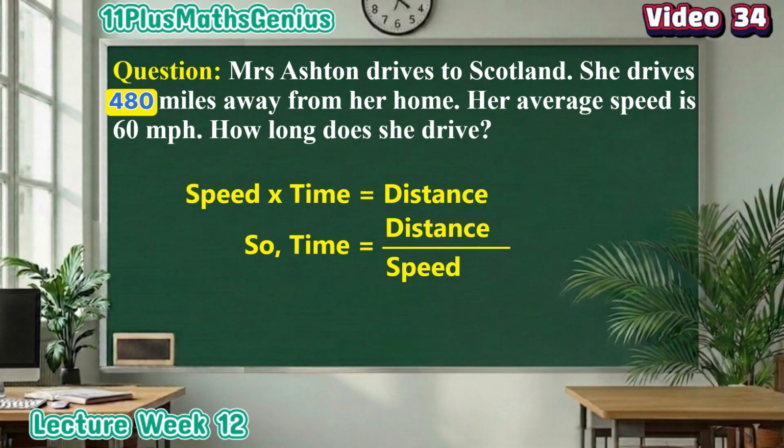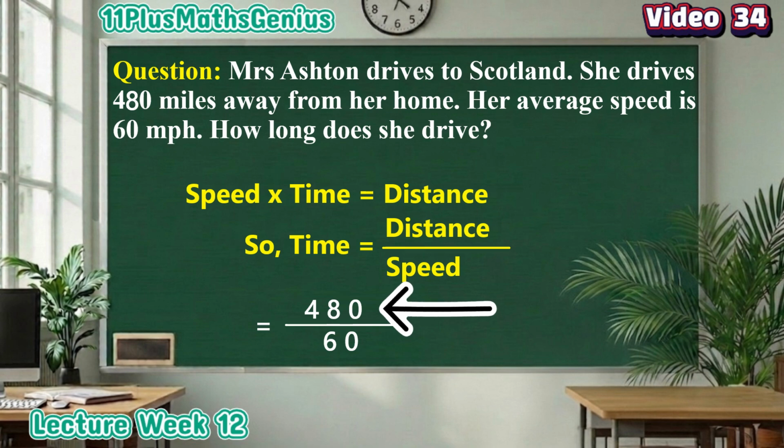We know that speed multiplied by time gives us distance. So to figure out time, we put speed on the other side to make it divide. So time equals distance divided by speed. We know that Mrs. Ashton drove 480 miles away from her home, so we put 480 on the top. And we know that her average speed is 60 miles per hour, so put that at the bottom. So now we're dividing 480 by 60 to figure out our time.